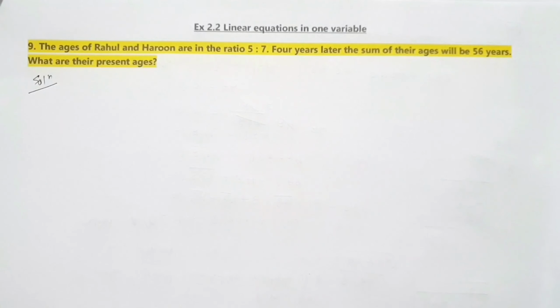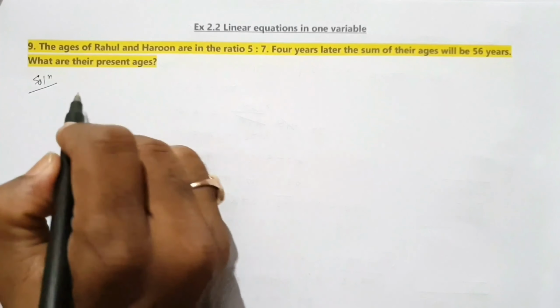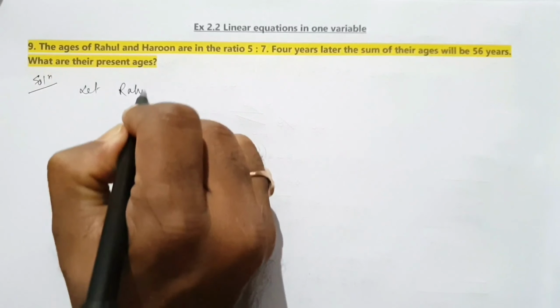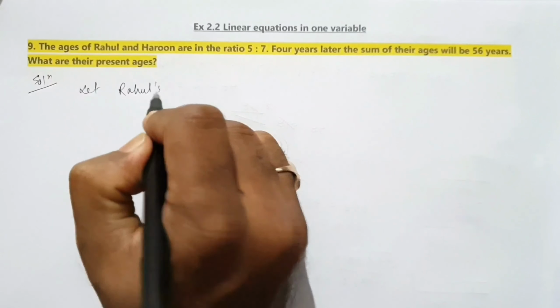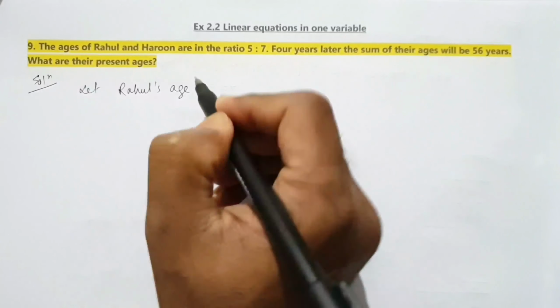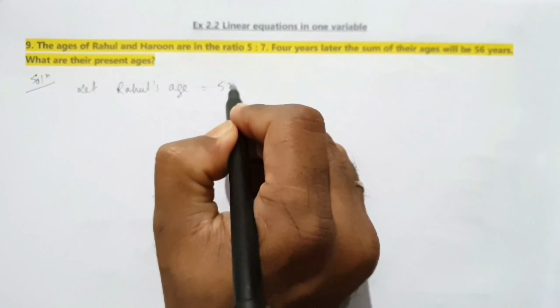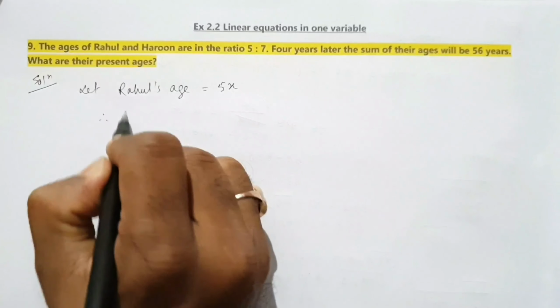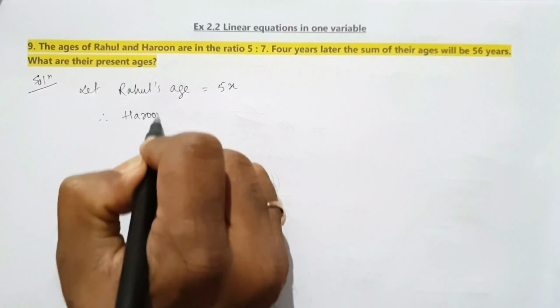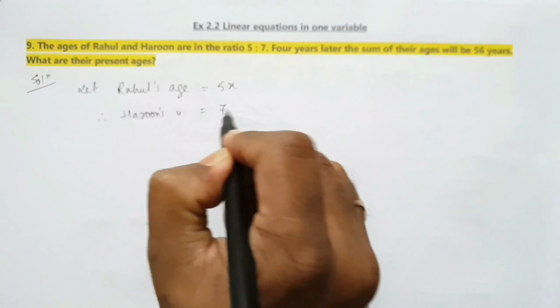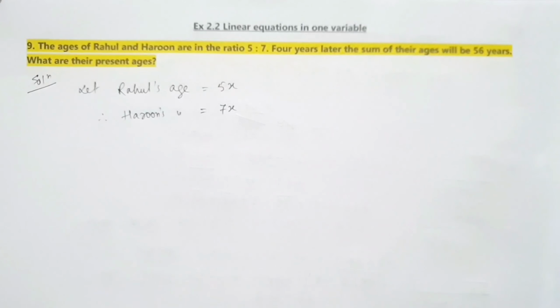So as I said, the ratio of the ages is 5:7. So let Rahul's age be 5 times x. Therefore, Harun's age will be, as I said, 5:7, so it is 7 times x. Now they said 4 years later, the sum of their ages will be 56 years.